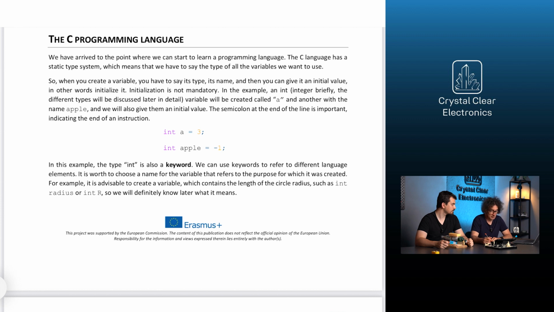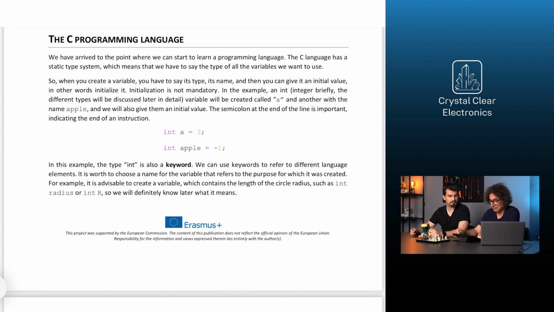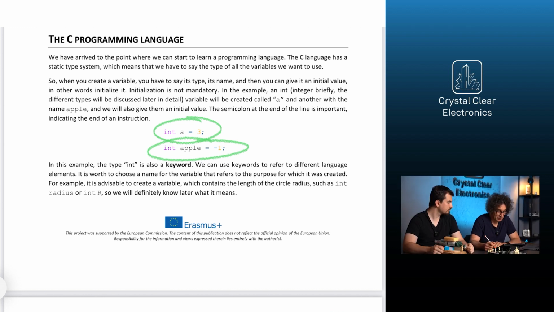In the example, an int, integer briefly, the different types will be discussed later in detail, variable will be created called a and another with the name apple, and we will also give them an initial value. At the end of the line, we have to use a semicolon to indicate the end of an instruction. In this example, the type int is also a keyword. We can use keywords to refer to different language elements.